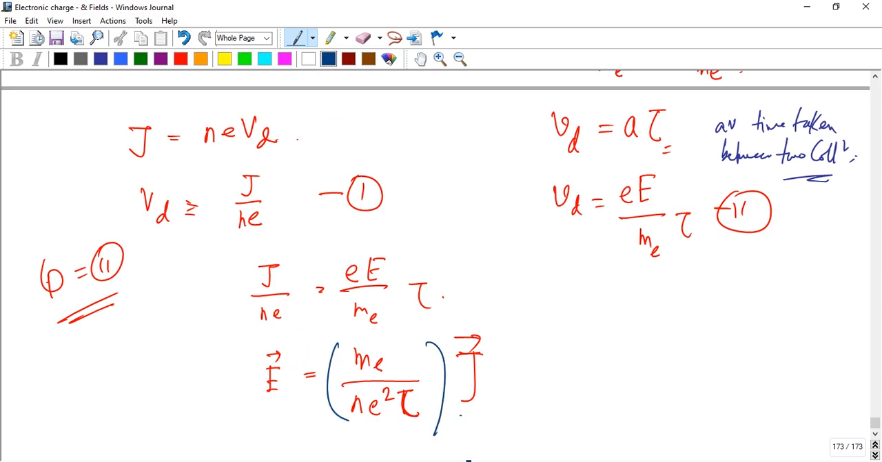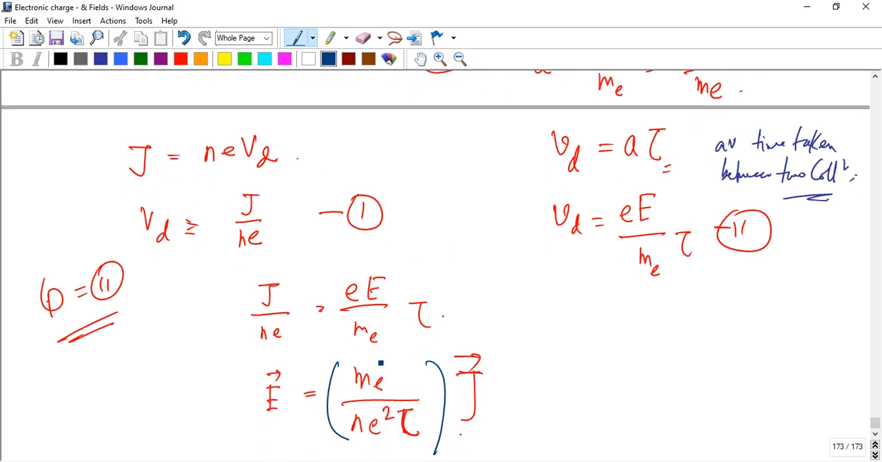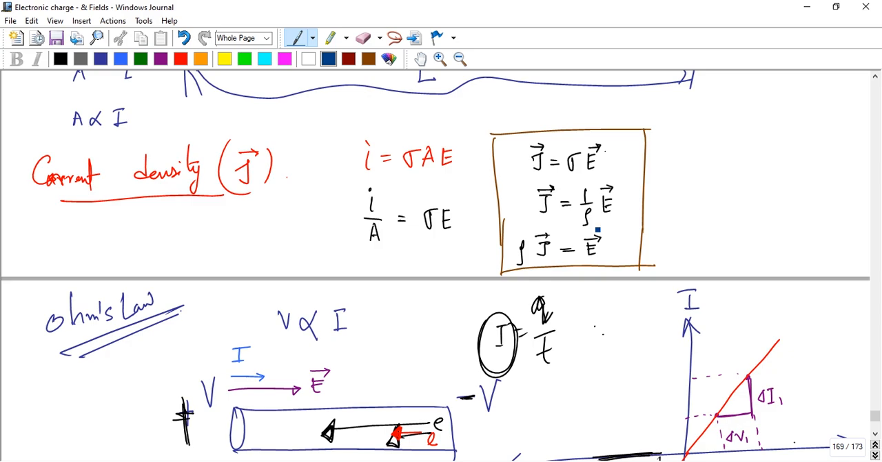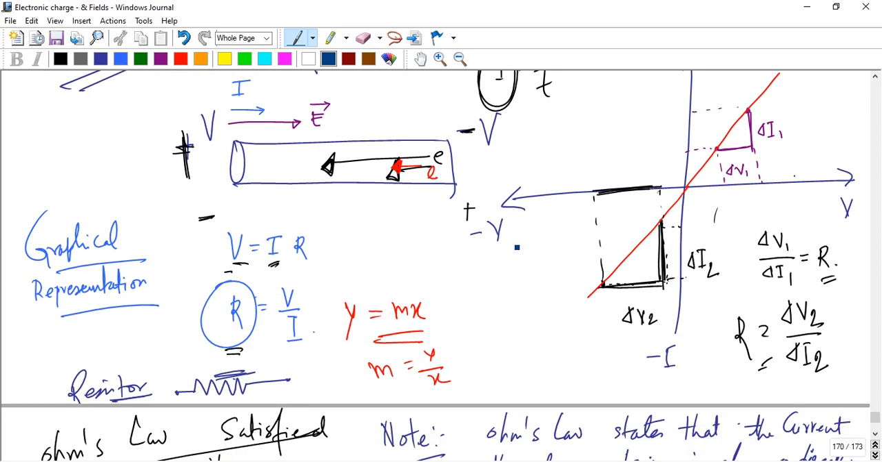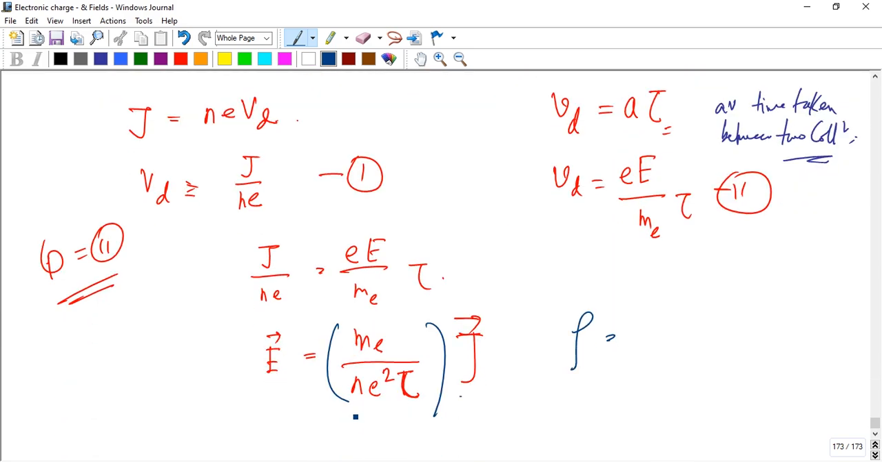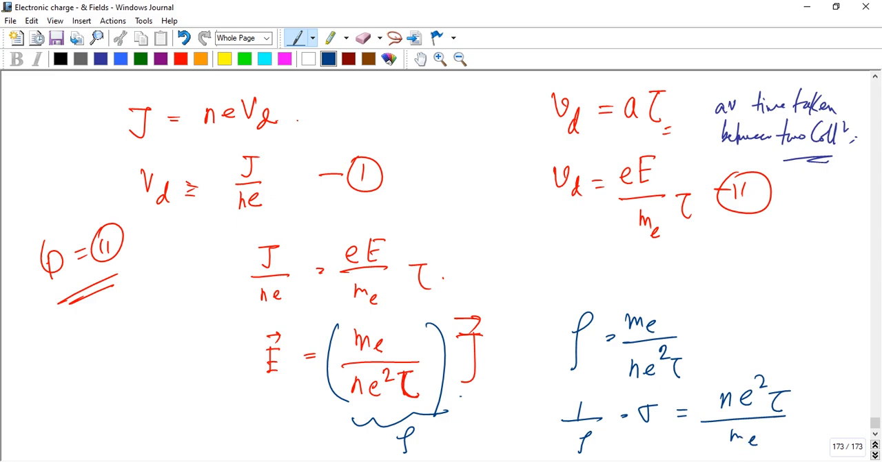And we know from today's class that E equals some constant times J, that is E equals rho J. So rho equals m_e by n e square tau, and 1 by rho, that is sigma, equals n e square tau by m_e. This is an expression we found in the previous class, and we just recalled that.